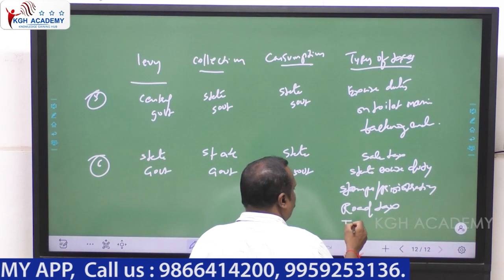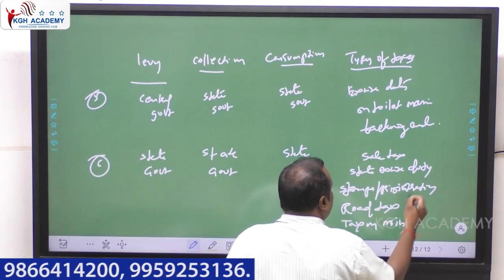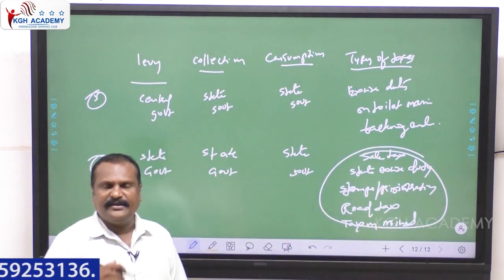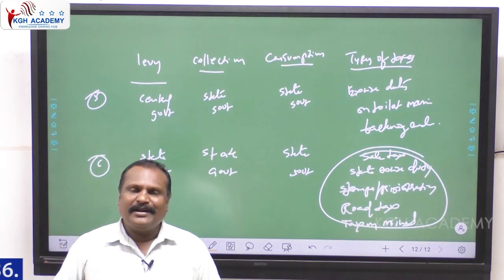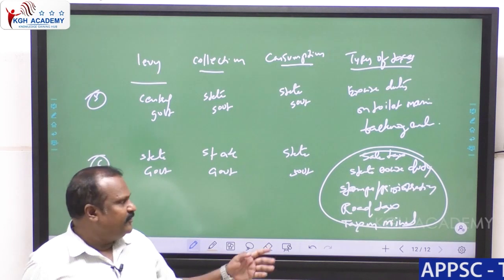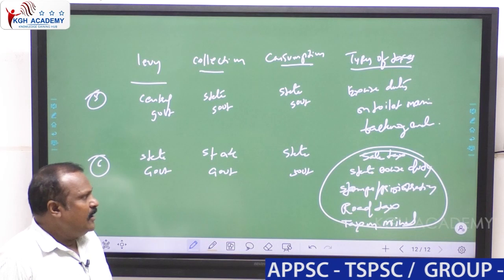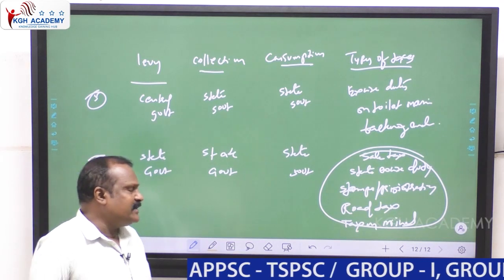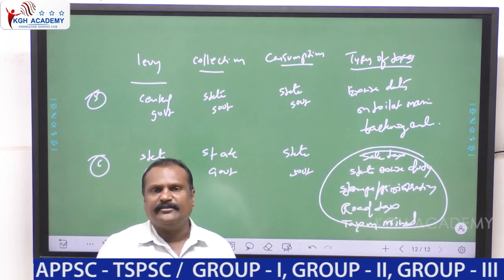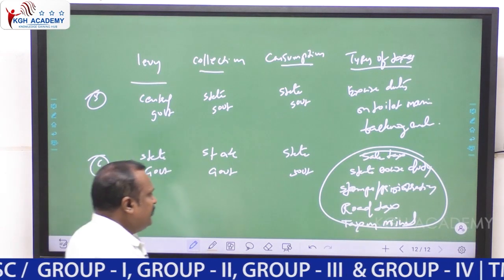tax on minerals. So any tax which is levied by the state government, I discussed the number of taxes in the previous class. What are the taxes levied by the state government, collected by the state government, consumed by the state government? Number one sale tax, second one state excise duty, third one stamps and registration, fourth one road tax, next one is the tax on the minerals. So anyway, of course, the sale tax is a part of the GST.